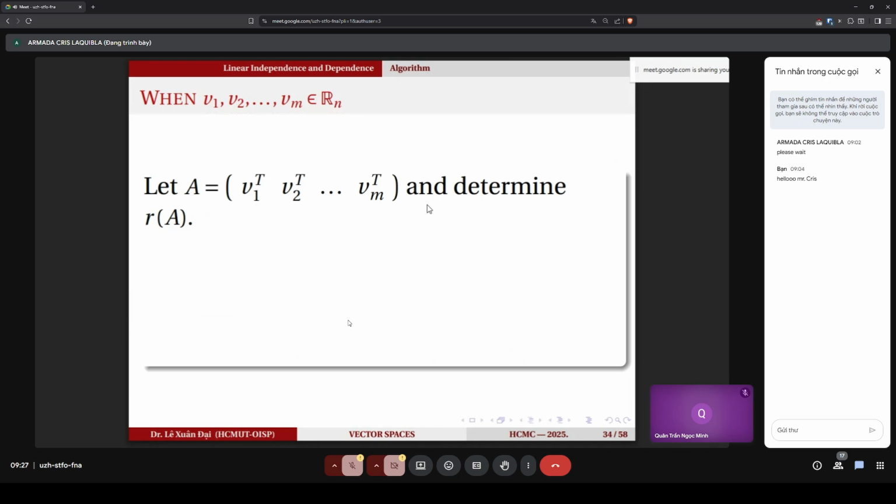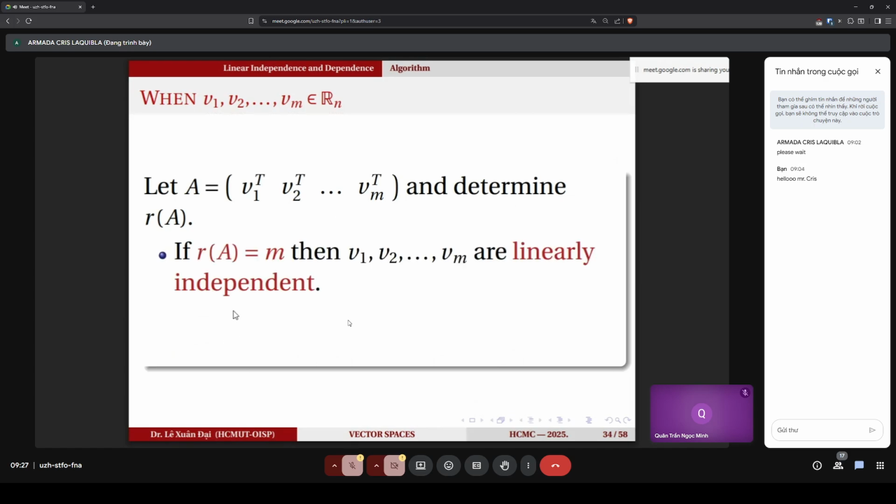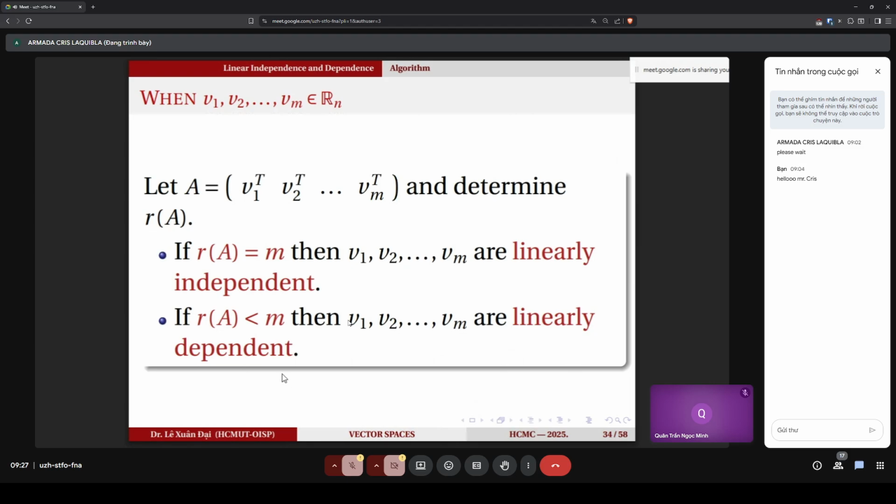Let A be this matrix, and let us determine the rank of A. We also have the rank criterion for linear dependence or independence. If the rank of A is equal to m, the vectors are linearly independent. If the rank of A is less than m, then the vectors are linearly dependent. So you have to take note of this.